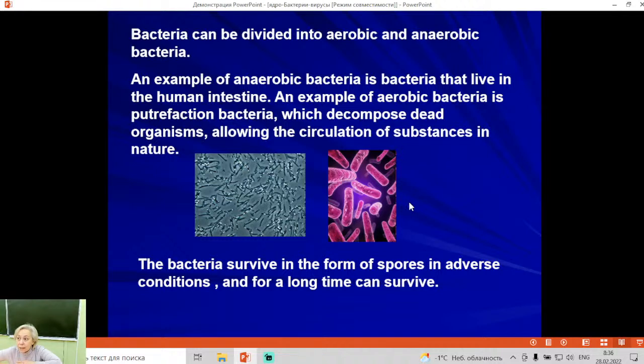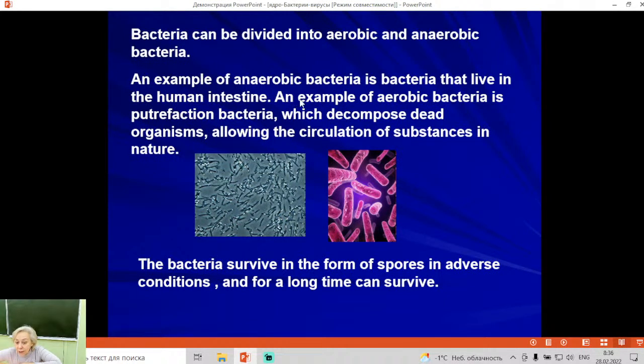So we considered the types of nutrition of bacteria. You must remember two types, autotrophic and heterotrophic. Autotrophic divide into chemosynthetic and photosynthetic bacteria. Heterotrophic, three groups: bacteria saprotrophs, bacteria parasites, and bacteria symbionts.